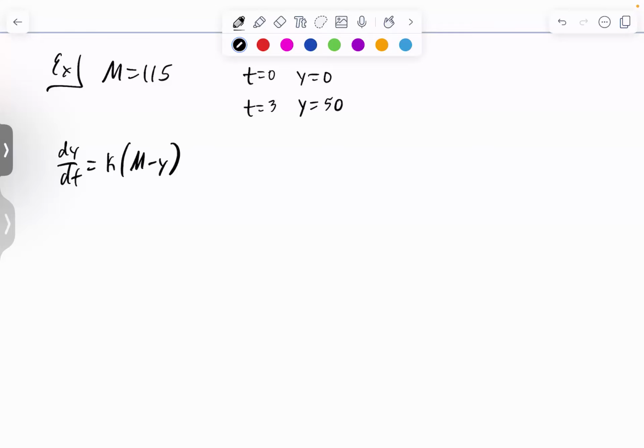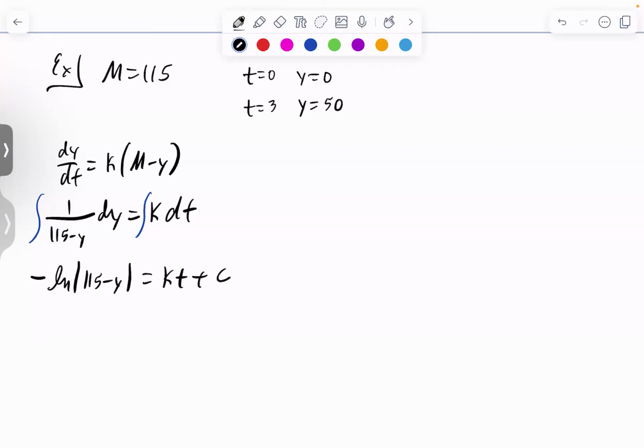And we have some information. So we have that M is 115. I'm going to go ahead and move things around. This is going to give me 1 over (115 minus y) dy equals k dt, pardon me. And I'm going to integrate both sides. Now we need to be careful with this integral. On the left side, because of the minus y, I end up with an extra negative: negative ln of (115 minus y) equals kt plus C, which means ln of (115 minus y) equals negative kt plus C.